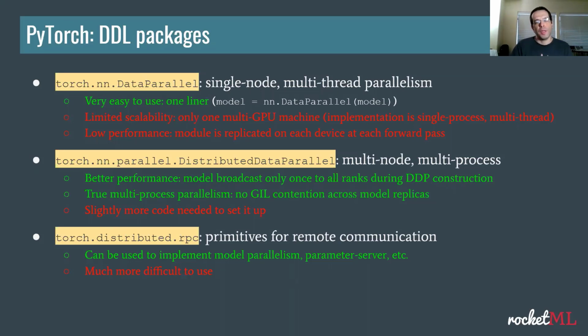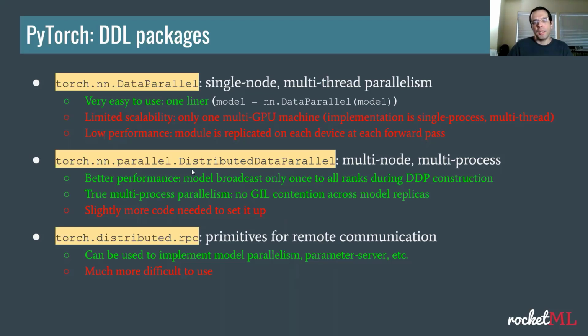So here, a quick overview of the evolution of DDP support in PyTorch. The simplest way to get it done is using this data parallel package, which supports single node multi-GPU parallelization. So it's very easy to use. It's a one-liner to turn your script from serial to parallel, but it only supports running on one machine with multiple GPUs. It has also limited scalability due to the fact that the module is replicated on each device at each forward pass. And because it's a multi-thread implementation in Python, it suffers from GIL contention across these model replicas.